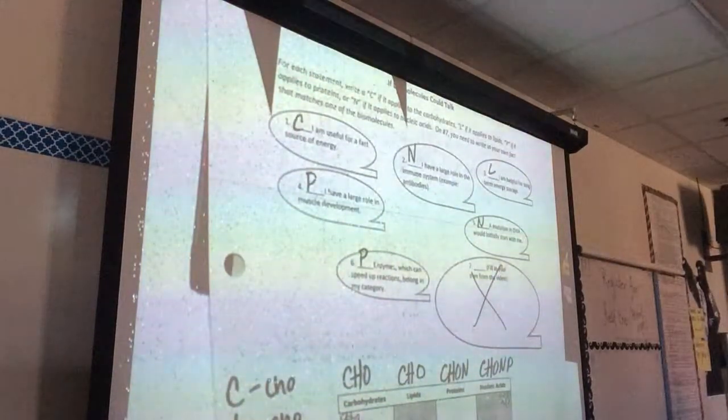Number 3, which biomolecule is long-term energy storage? Think the seal. Seal had a lot of blubber, which is a lipid. So number 3 is L for lipid.